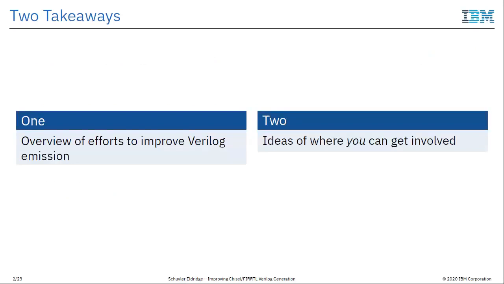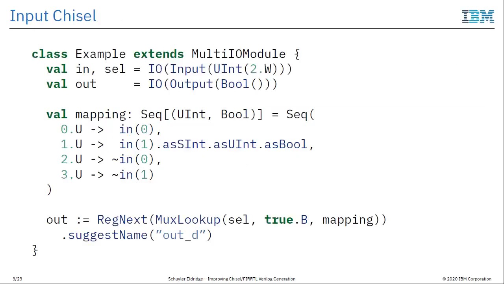So 2 big takeaways from this. The first is just an overview of a lot of these efforts to improve Verilog emission, which initially were things that I was doing, but then a lot of other people stepped up, and I'll try and highlight some of that work with this talk. And then finally, some ideas of where you can actually get involved with relatively small changes to the code base, which have dramatic quality of life improvements for users and verification teams.